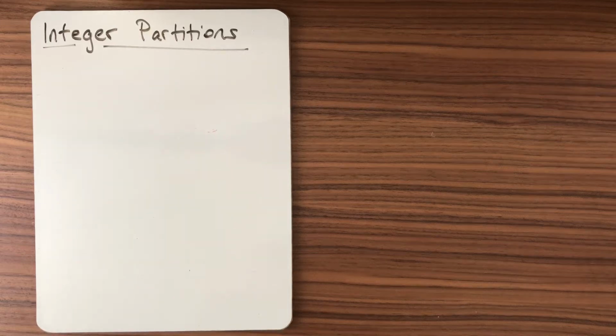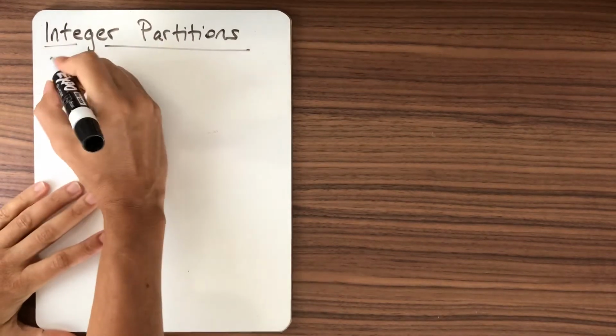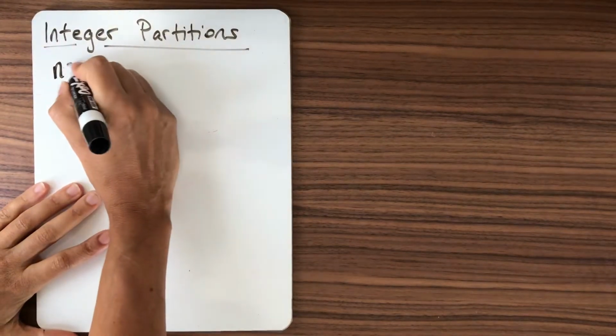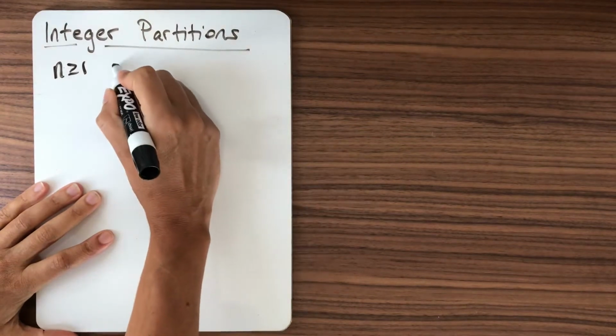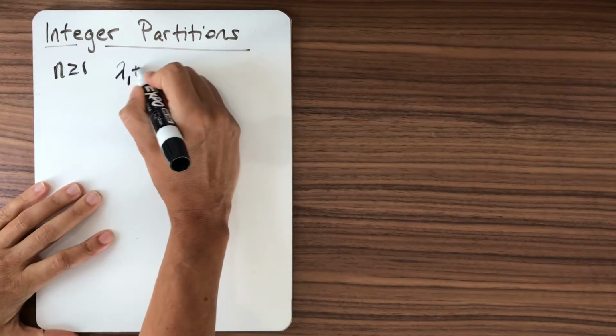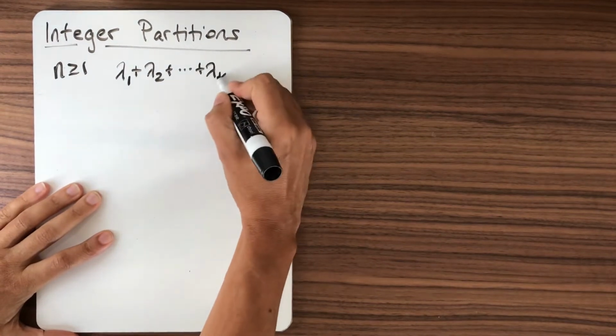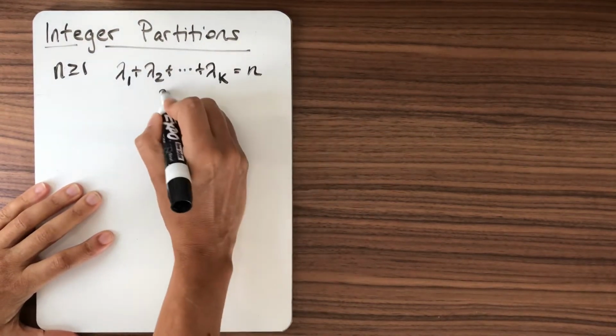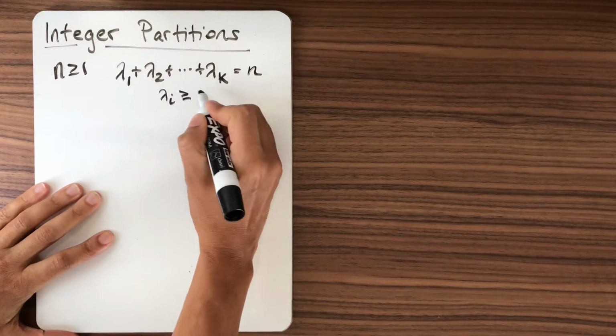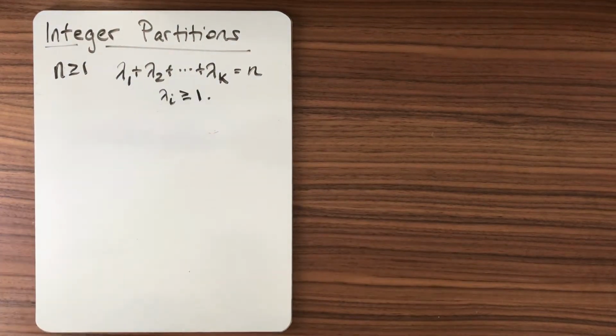Our topic for today is going to be integer partitions. So typically we talk about integer partitions of n. So we're going to let n be a positive number. And we're going to be looking at the sequences lambda 1 plus lambda 2 plus ... plus lambda k equal to n, where each lambda i is greater than or equal to 1. So this is what we call an integer partition, and we want to count these.